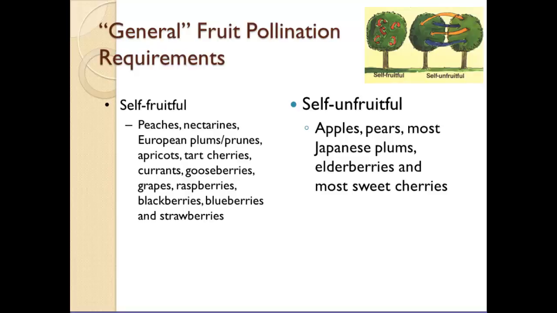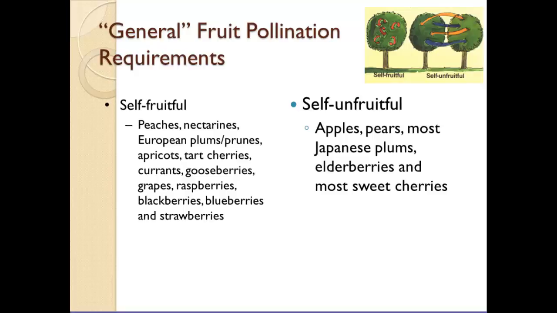Now, on the other hand, if you have a type that is self-unfruitful, it's not quite so easy. You're going to have at least 2 different cultivars. So what this means is if you have something like a Gala apple, Gala by itself is not self-fruitful. So a second cultivar needs to be planted so that they can cross-pollinate. And so I'm going to say most apples, most pears, most Japanese plums, elderberries, and most sweet cherries are self-unfruitful.